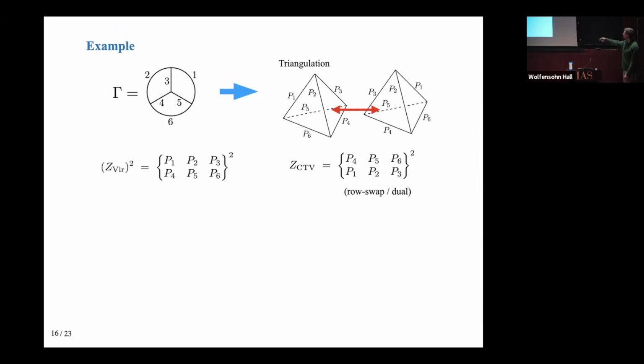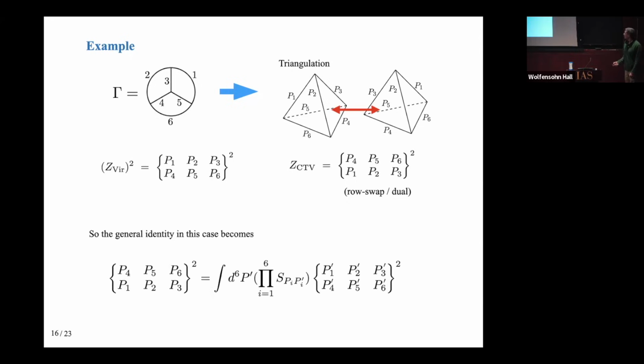Now, these are not equal. They differ by this row swap, or the duality that dualizes the tetrahedron. And so the general identity between Virasoro TQFT and CTV, in this case, becomes a sort of self-duality relation for the 6J symbol squared. It says if we square the 6J symbol and take the Fourier transform, then we get the 6J symbol for the dual tetrahedron. And this is a true identity.